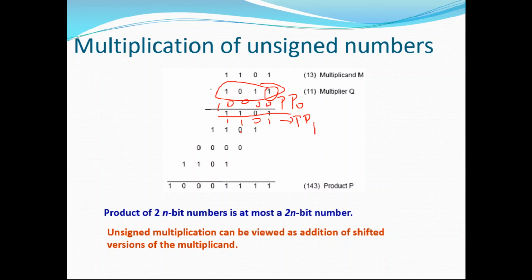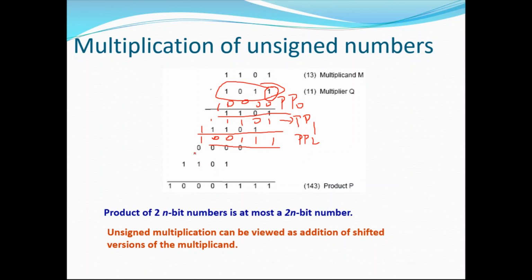Similarly, after adding this with this, you will get a partial product, right? So this is 1, this is 1, this is 1. 1 plus 1 is 0, carry 1, 1 plus 1 is 0, 1. So this will be called partial product 2. There is another one here.